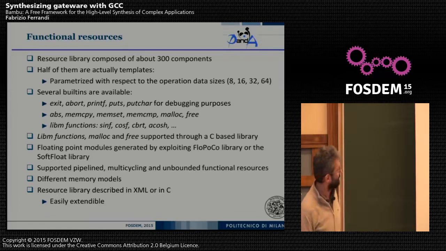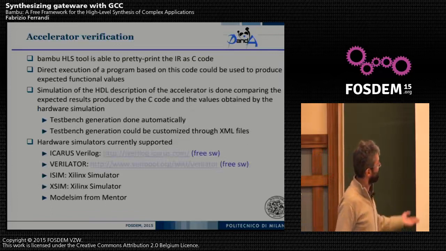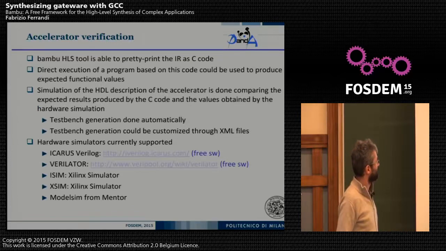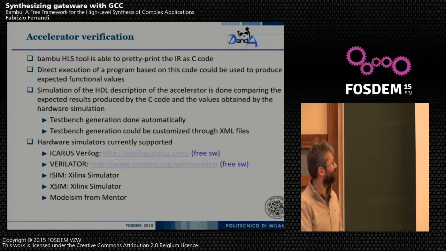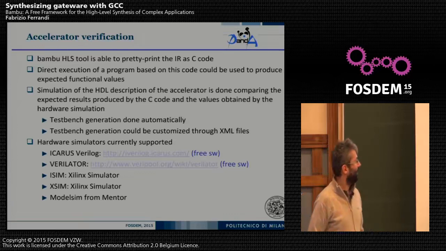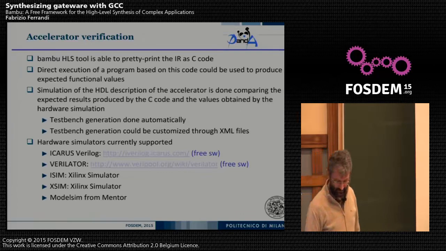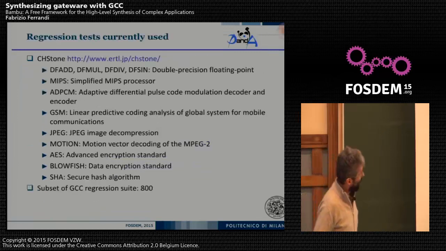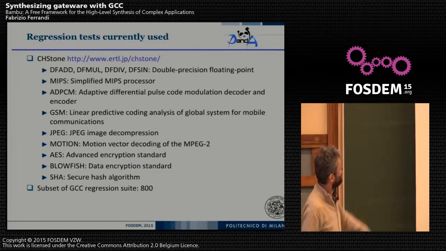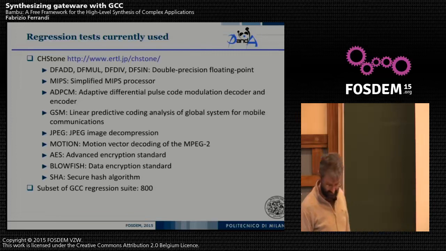There is support for verification, with automatic generation of test benches. We exploit two free software projects in order to perform such simulation. In particular, we exploit Icarus Verilog and Verilator. And also, we support some commercial tools like ModelSim, iSim, or XSim from Xilinx. We have a large regression test suite, as any compiler should have. This is a large set taken from the academic side and even from GCC.